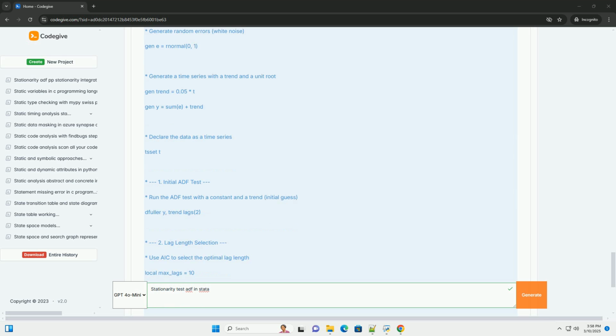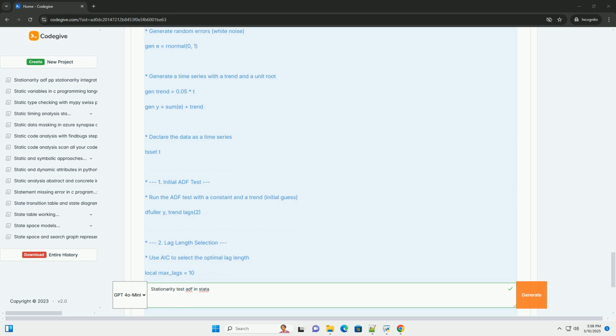y_t is the value of the time series at time t. Delta y_t is the first difference of the time series, y_t minus y_{t-1}. Differencing is a common way to try to make a non-stationary series stationary. y_{t-1} is the lagged value of the time series, one period back. Alpha is a constant, drift. Beta is the coefficient on the lagged level variable. This is the key coefficient we're interested in. If beta is significantly negative, it suggests the series is stationary. Delta is the coefficient on the time trend, t. t is the time trend.